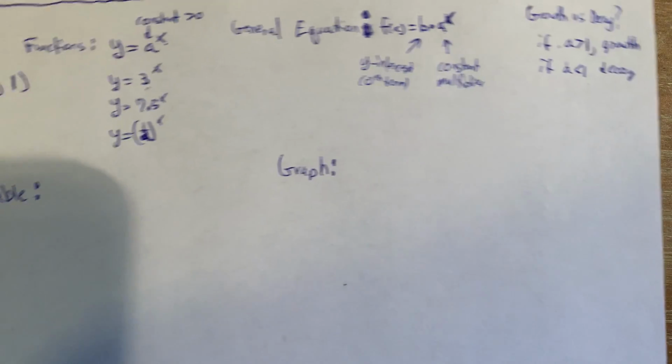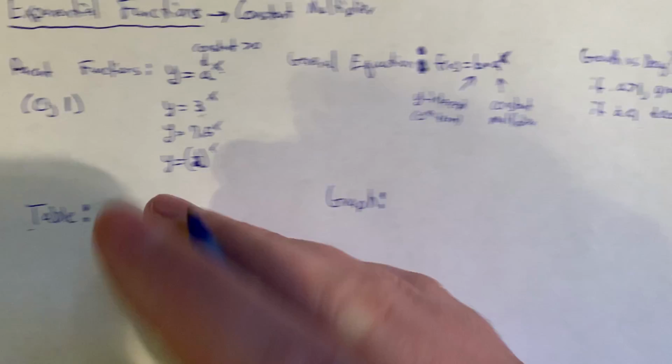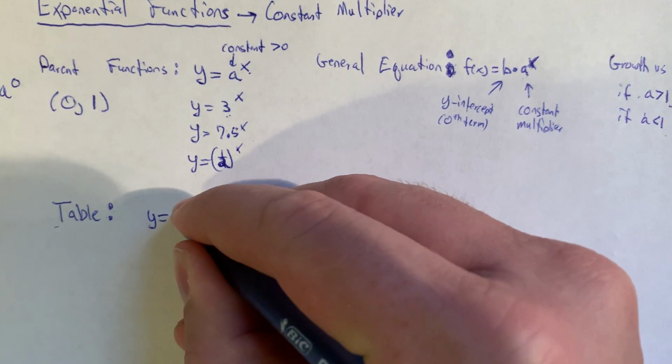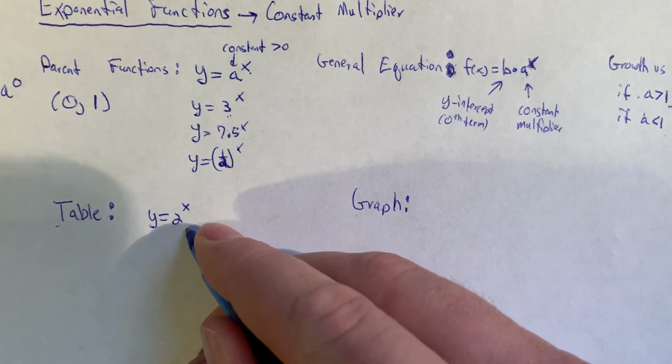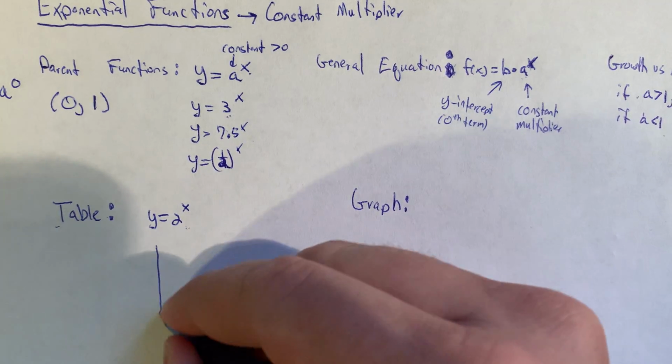Okay, so let's look at a table and see what's actually happening here. Let's do an example with y equals 2 to the x. This is a parent function, and so it will have the point 0, 1.